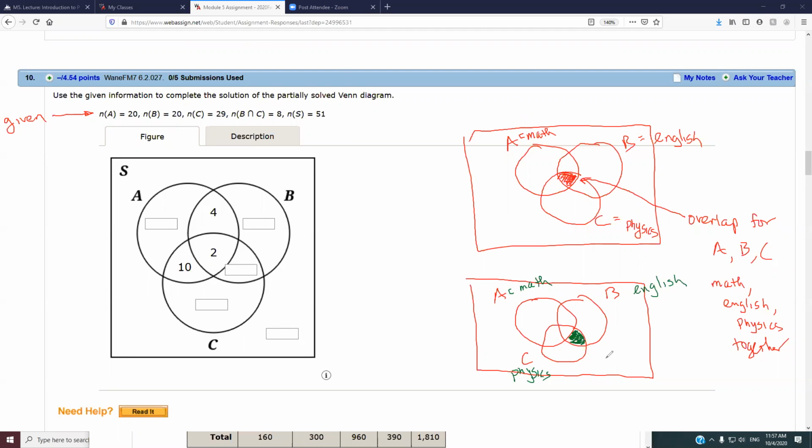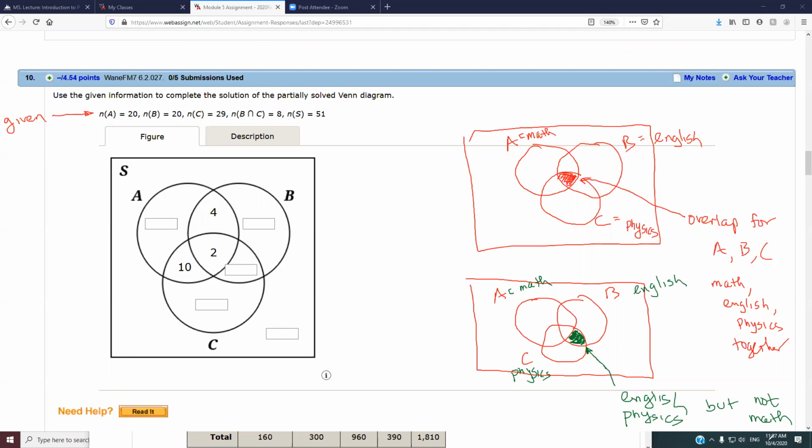What about that section? Well, any student that's in that section is taking English, right? Because they're in the B circle. They're also taking physics because they're in the C circle as well. But notice they're outside the A circle, so they're not taking math. So a student in that green section is in both sets B and C, but not in set A.